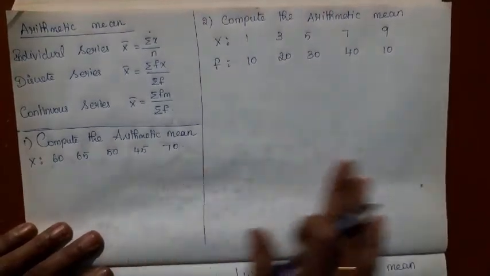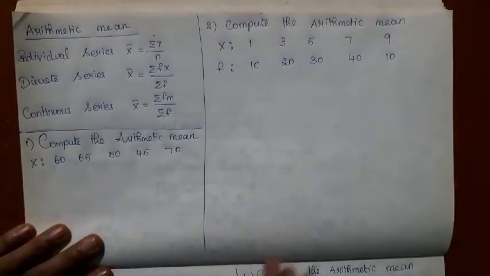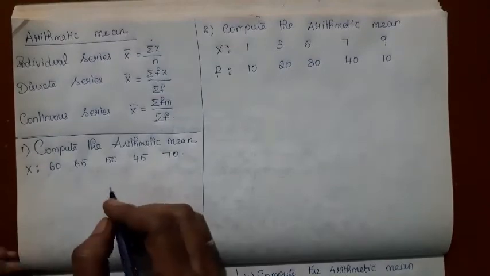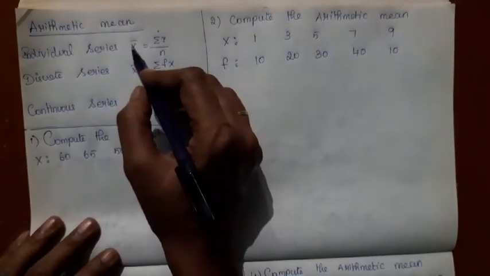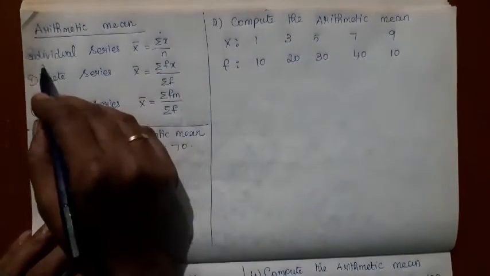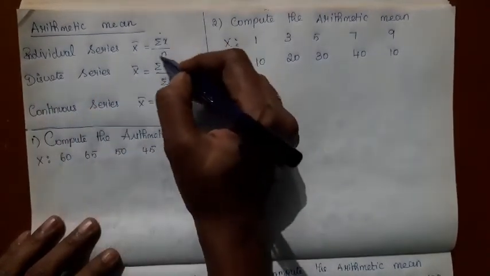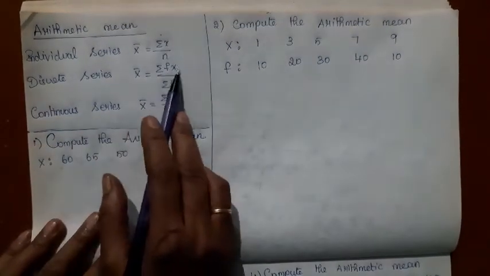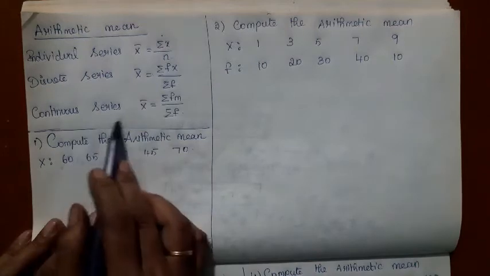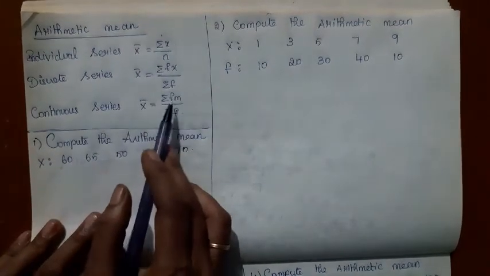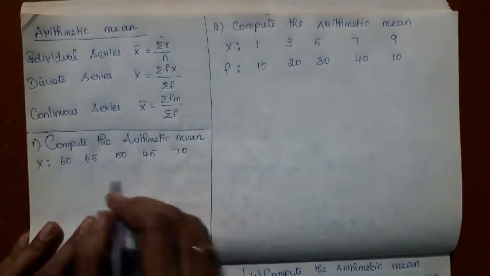Yes, let us consider these problems of computing the arithmetic mean in this video. Arithmetic mean is denoted as x bar for the variable x. For individual series, this is the formula: summation x by n. For discrete series, the formula is summation fx by summation f. And for continuous series, the formula is summation fm by summation f.